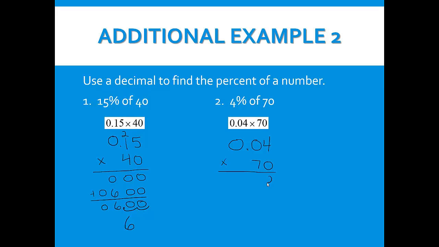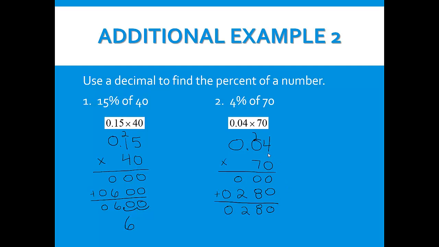0 times 4 is 0. 0 times 0 is 0. And then 0 times 0 is 0. Starting our second row, we start with a 0. And then 7 times 4 is 28. We're going to carry our 2. And 7 times 0 is 0. Plus 2 is 2. And then 7 times 0 is 0. Now we'll add up our 2 rows. 0 plus 0 is 0. 0 plus 8 is 8. 0 plus 2 is 2. And then we bring down our 0.